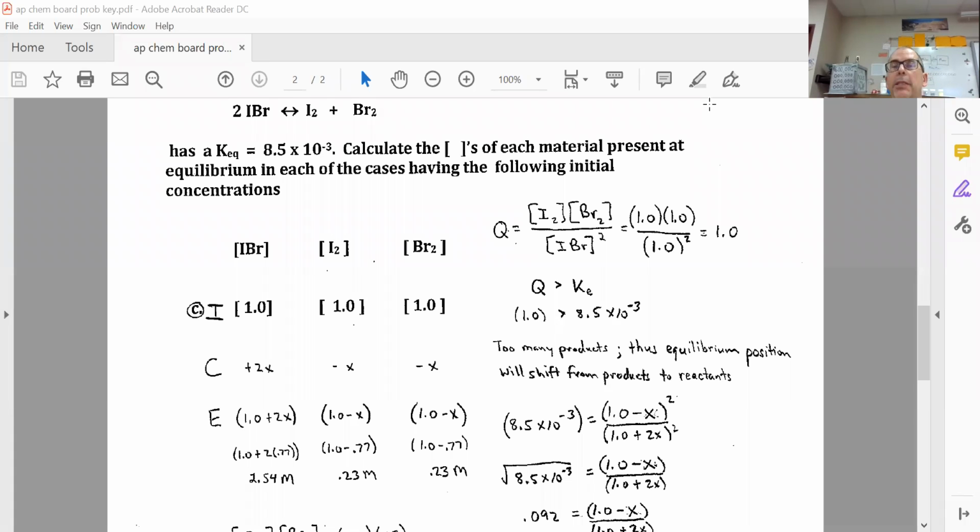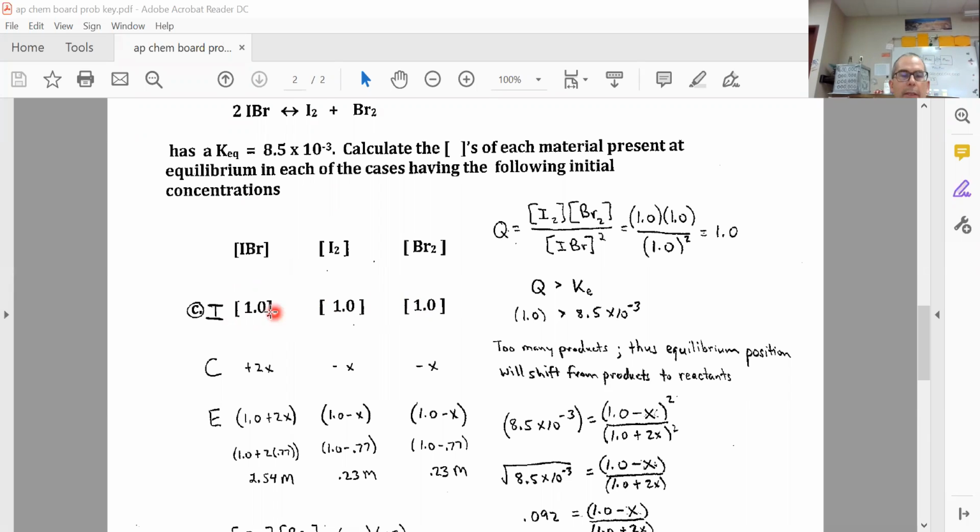Let's look at icebox problem number 3 on page 8 of your homework packet. So we have the same equation we've been working with. One time you were given just reactants with 0 products. One time you were given just products and 0 reactants. This time you have both reactants and products.